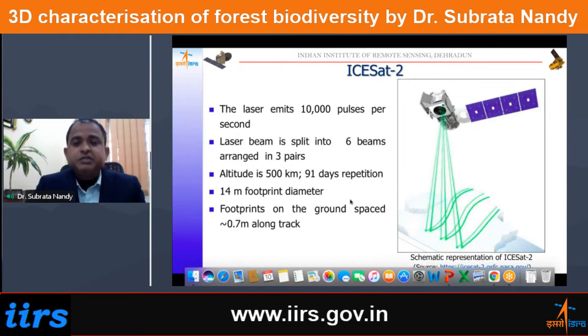So basically, if you see the specification of this, it stands around 10,000 pulses per second, and there are actually 6 beams. So basically there are 3 pairs like this, 6 beams. So when you see the passes, there will be 6 lines like this in one pass. So 3 pairs, and then every 91 days you will get a repeat pass of this, and the footprint is around 11 to 14 meter in diameter.